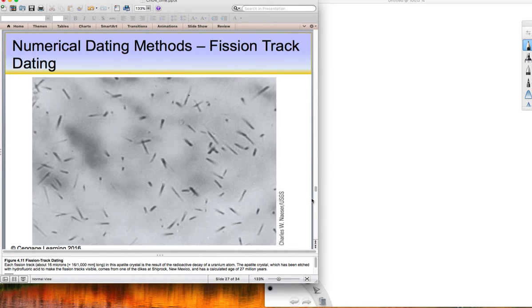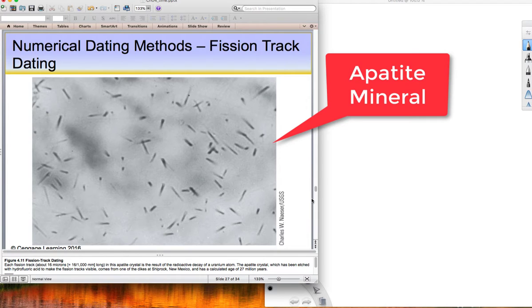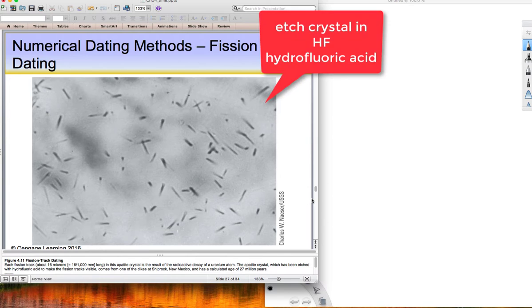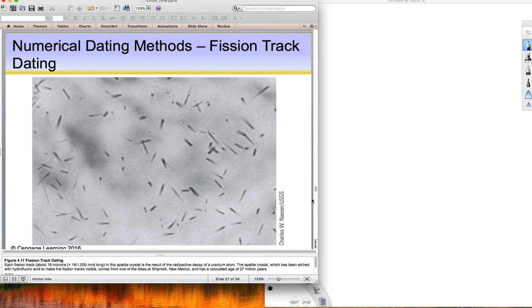And then your book also mentions this method of fission track dating, especially in crystals like apatite. When the uranium decays, it emits an alpha particle, a very large particle, and it can leave these radioactive decay tracks in the crystal structure. The only way to see that is if you etch the crystal in hydrofluoric acid, which will bring out these fission tracks. And the key thing is you can count these fission tracks, and knowing the amount of uranium you have in your sample, you can estimate the age of the sample.